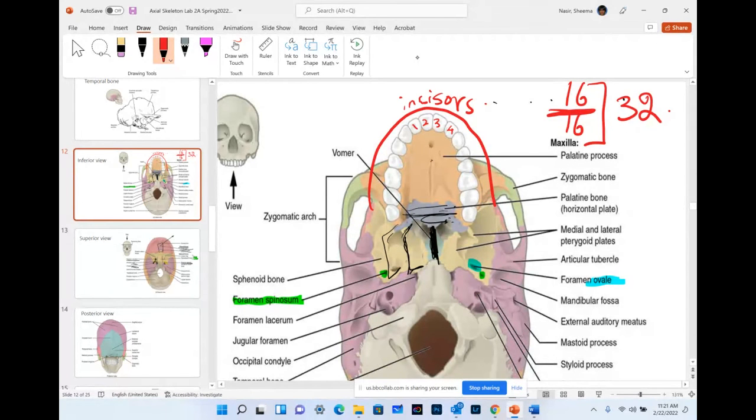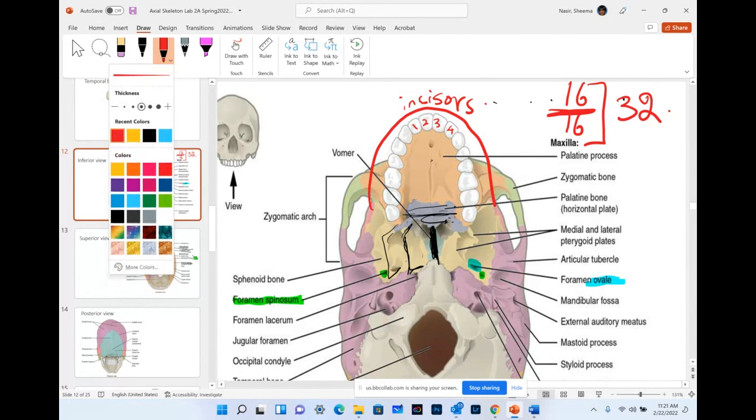Next to it, on either side, I'm going to use a different color because I can.